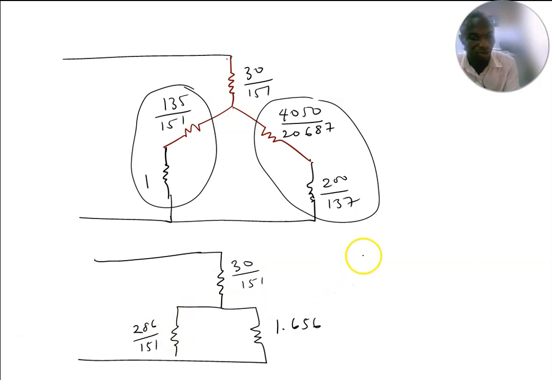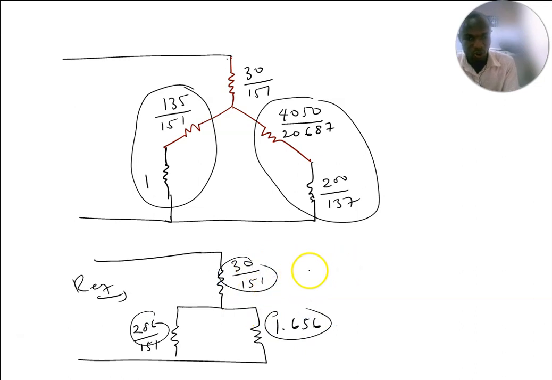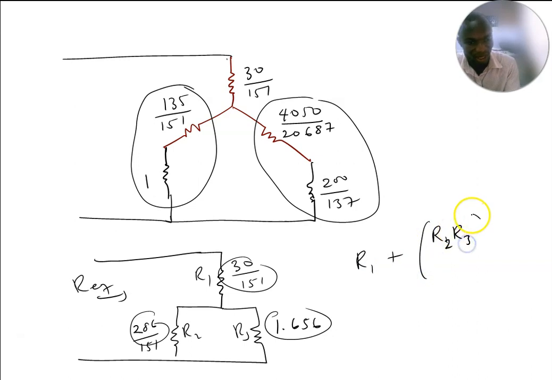So if you want to find the total resistance, you are looking for the equivalent resistance. Are you okay? So with that one, these 2 are in parallel, and they are in series with this. Let me call this R1, R2, and R3. So the general formula is going to be R1 plus R2 times R3, all on R2 plus R3. So that's it.